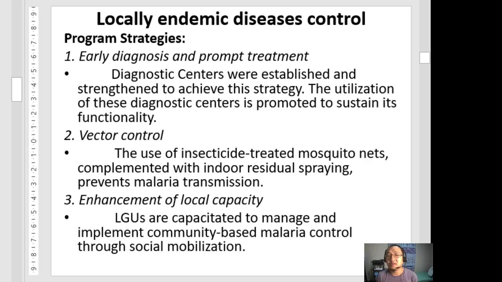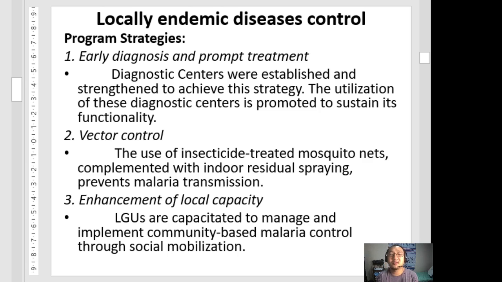Number two, vector control. So how do we manage the presence of these vectors, of these carriers, the mosquitoes? I have mentioned the clean technique. It is stated here in the presentation that the use of insecticide treated mosquito nets, complemented with indoor residual spraying, prevents malaria transmission. So that's how we control the vector, not to destroy the environment.